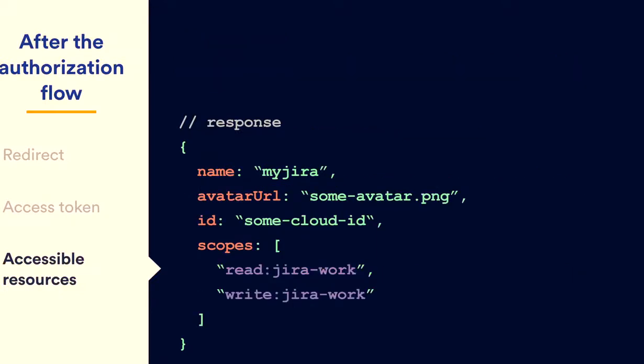Response to this request is going to be something like this. So we have some information about the Jira instance, and important here, we have the ID. So we're going to use this. This is the Cloud ID. Also, we have the scopes. So for this token, you know which parts of the API you can make requests to. OK, cool. Now we have the Cloud ID. We have the list of scopes. We know what we can access.